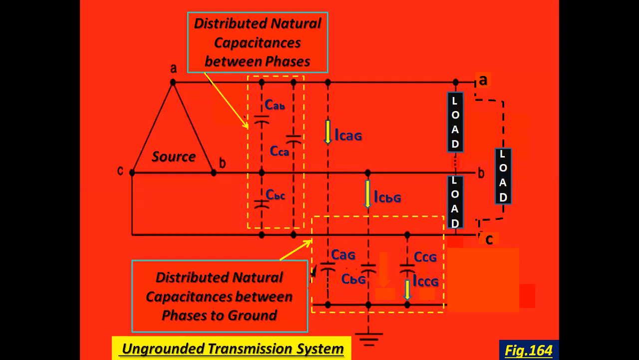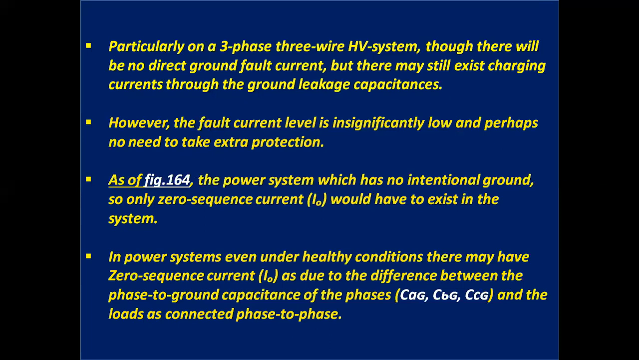How is it possible? This happens due to the existence of natural capacitance of the system phase to ground. See the diagram. Distributed natural capacitances between phases and distributed natural capacitances between phases to ground. Particularly on a three-phase, three-wire HV system, though there will be no direct ground fault current, there may still exist charging currents through the ground leakage capacitances. However, the fault current level is significantly low and perhaps no need to take extra protection.